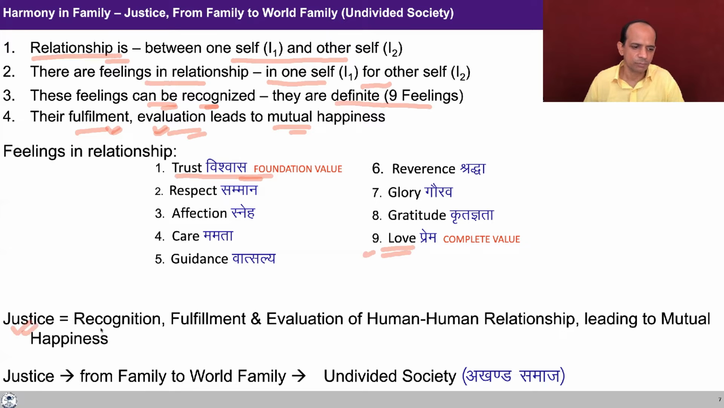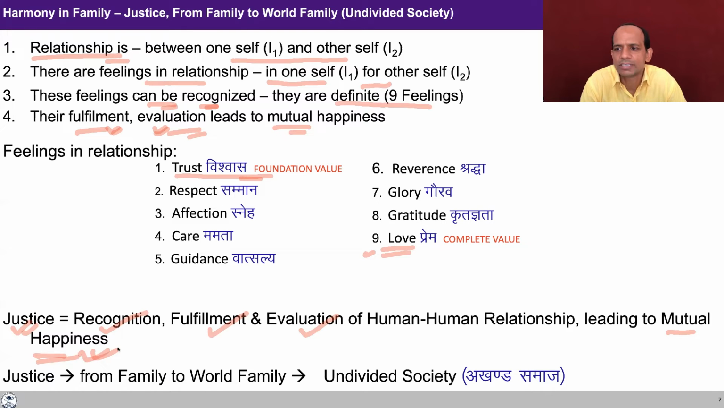So justice has four components: recognition of the feeling, fulfillment of the feeling, evaluation of the feeling in human-human relationship, leading to mutual happiness. And the mark of justice is this mutual happiness. If I'm able to ensure mutual happiness in my relationship, then only I can say that I'm living with justice.